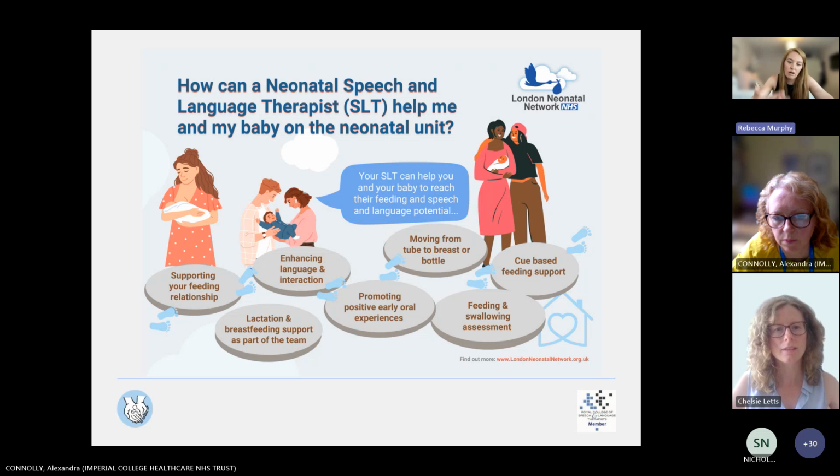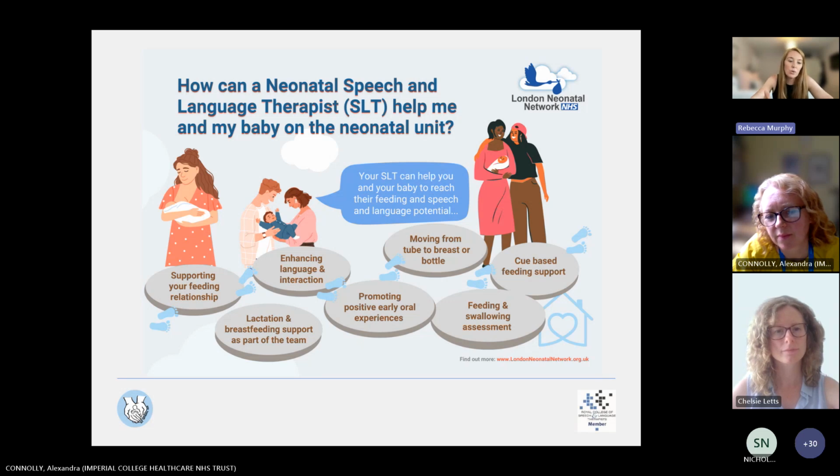We also support with regards to language and interaction. This is at the core of what a speech and language therapist does, and this doesn't stop when we get on the neonatal unit. This is very much part of our role in the neonatal unit as well: supporting parents to read their baby's cues and respond in a way that supports their language development across everyday tasks such as nappy changes, bath times and feeding.